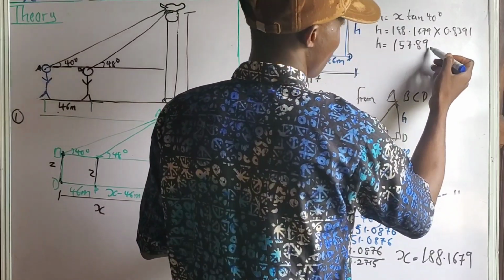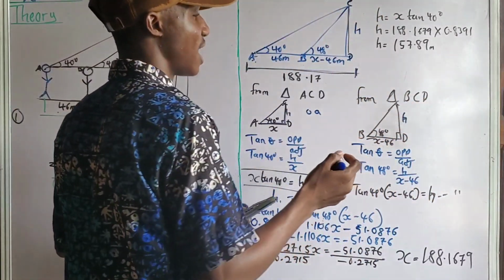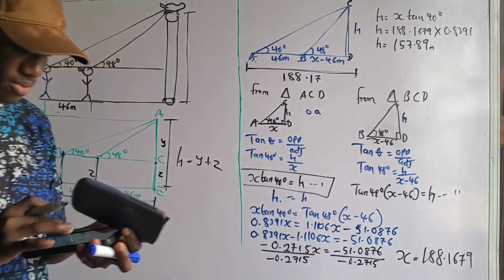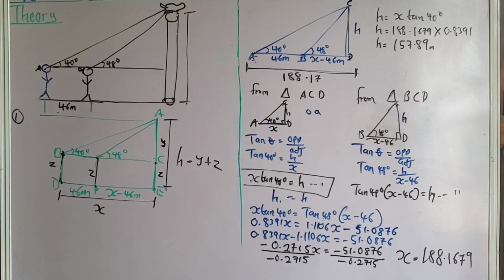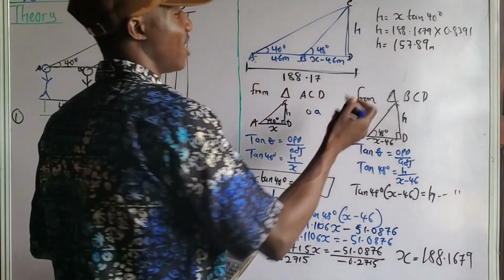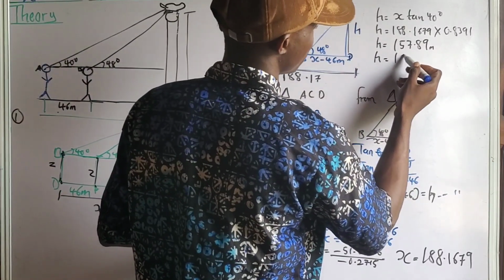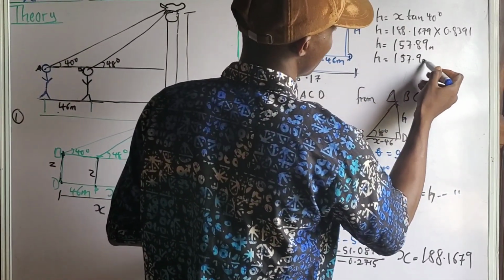157.89 meter, you understand? So the height of the pole is 157.89 meter. Do you understand? If you didn't understand, just reverse the video and listen to the explanation again. It's simple. Now, we are asked to leave our answer to one decimal place. So we're going to have height is equals to 157.9 meter. Do you understand?